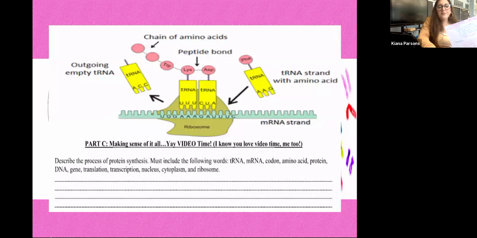Today's aim was, how do DNA and RNA assist in protein synthesis? And boy, we talked about the processes of transcription and translation. I hope you enjoyed that and learned something.